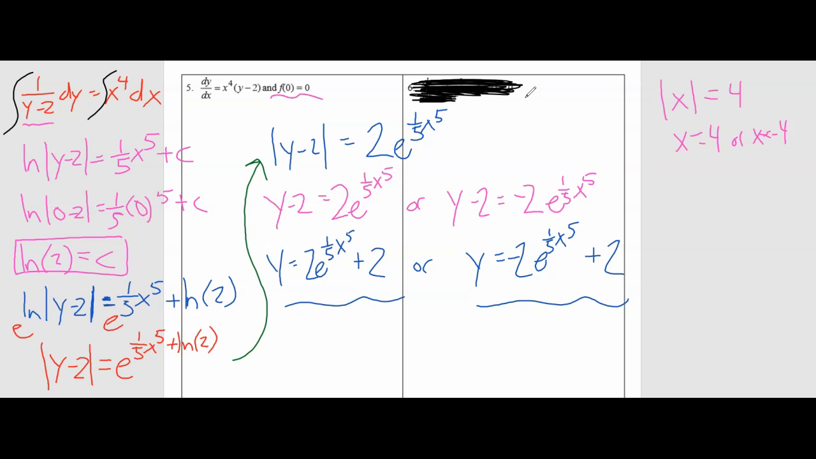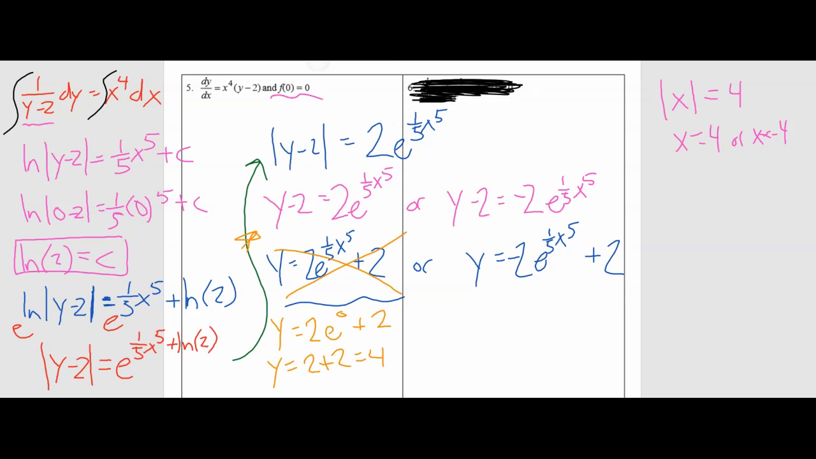Well, if you think about this one on the left, if I substitute in 0 for x, I get y is equal to 2 times e to the power of 0 plus 2. This gives me y is equal to 2 plus 2, which is equal to 4. So that doesn't work. This solution does not work with our initial condition.